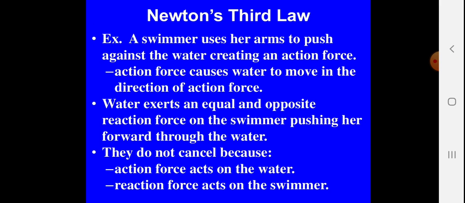Example: a swimmer uses her arms to push against the water, creating an action force. The action force causes water to move in the direction of the action force. Water exerts an equal and opposite reaction force on the swimmer, pushing her forward through the water. They do not cancel each other because the action force acts on the water, and the reaction force acts on the swimmer. So here the object changes, so they do not cancel each other's effect.